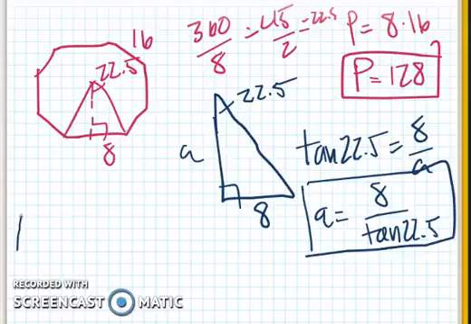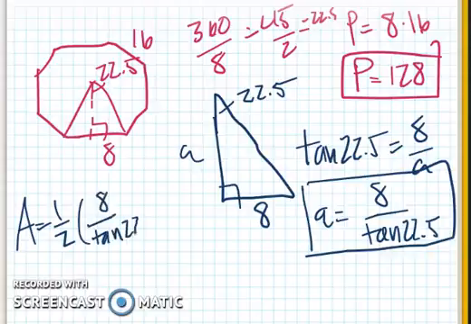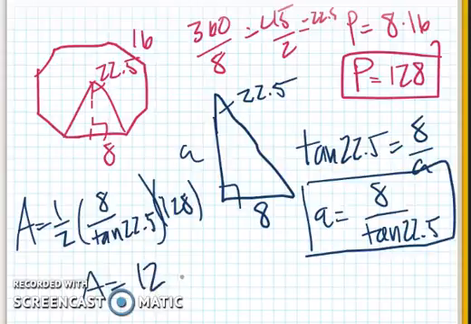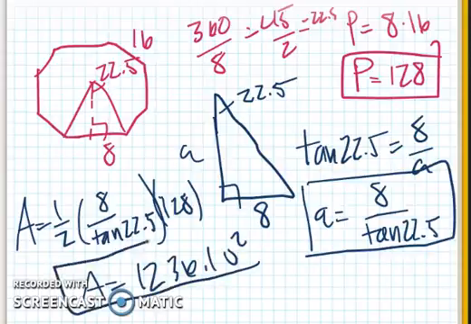So those are my two pieces. Put it in my calculator all at once, apothem times perimeter. If we get that in our calculator all at once, keep it in there, we should get approximately 1,236.1 square units.